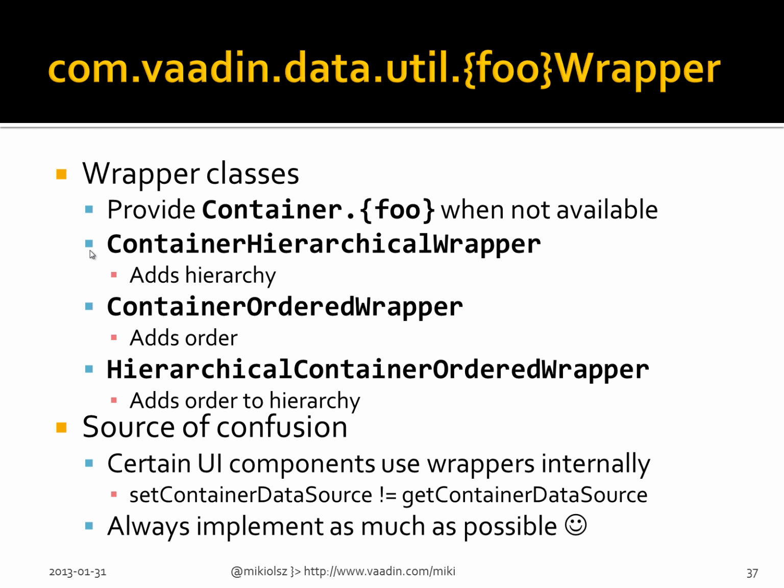So why I'm mentioning the wrappers is that they are pretty much always confusing, as some components use wrappers internally. So when you set container data source, then if you get the container data source, it can be something completely different because it has been internally wrapped to fit the needs of the component. The component that displays items in a tree is an example. So if you pass a container that is not hierarchical, then what you will get is actually the container hierarchical wrapper, not your container. So the solution to that is always, of course, implement as much as it's possible.